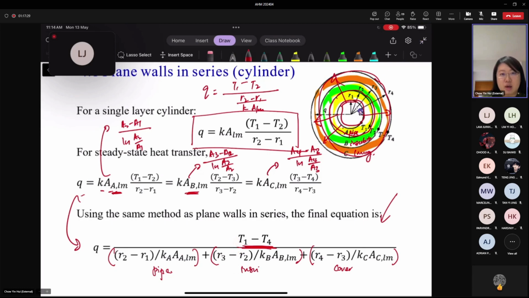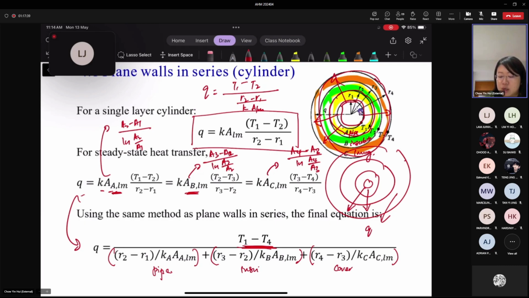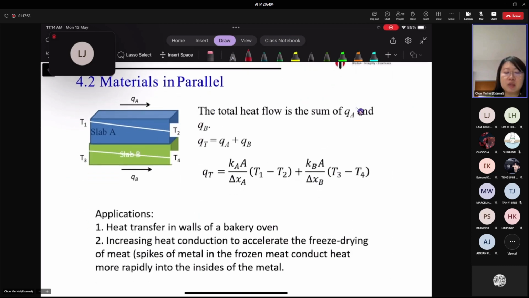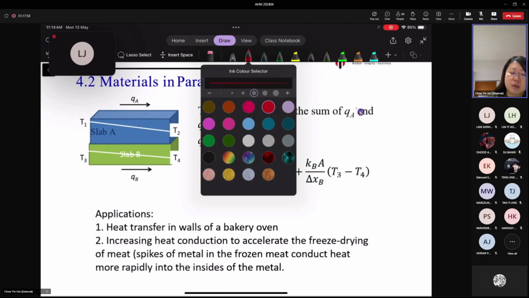Okay, all good. Take note that when you have heat transfer through a cylindrical layer, your rate of heat transfer is constant. But you need to take note that the flux is not constant because the area is varying in the radial direction. That's the difference. When we talk about materials in parallel, this is a bit more complicated.